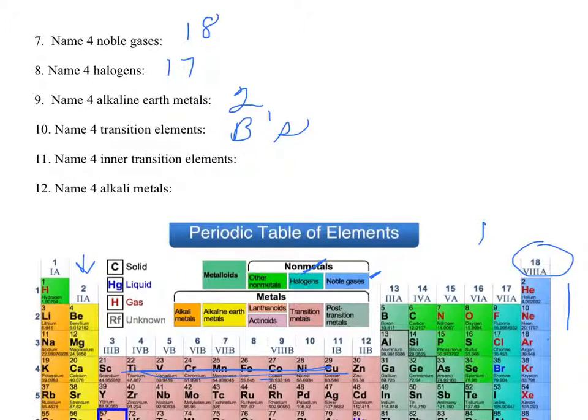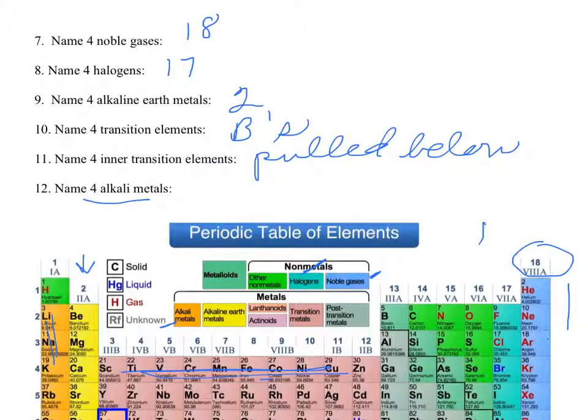Inner transition elements, you can't see those on this periodic table, but as you know, they're pulled out below, also called rare earth elements. Alkaline metals, the alkaline metals are group 1 with the exception of hydrogen, of course. They are the most reactive metals on the periodic table, and they are orange here. And so they are going to be group 1. There we go. Okay, that's slide 5 of 5.